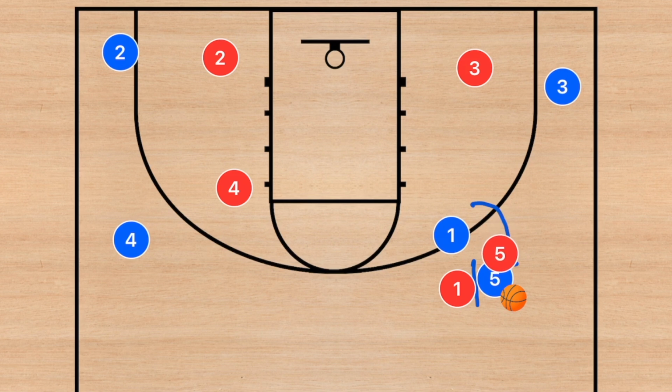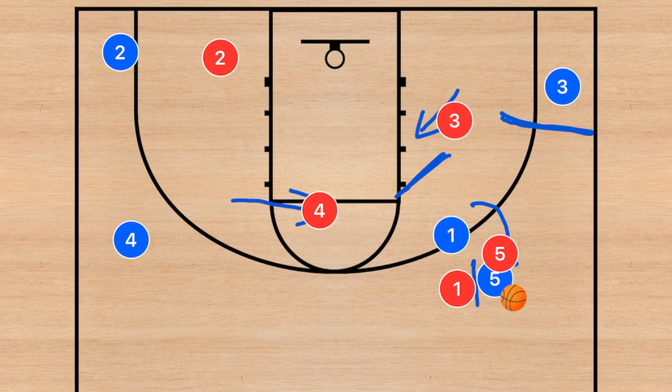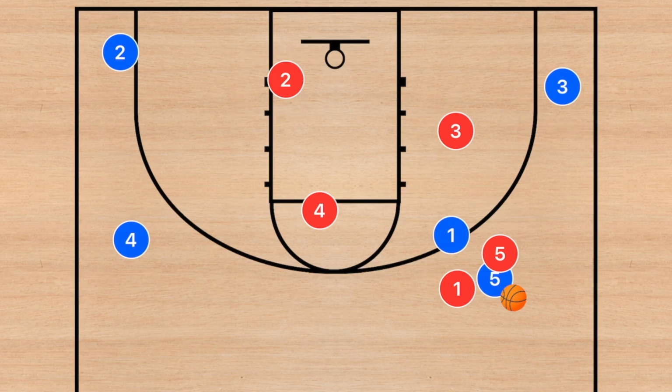Now, what needs to happen is player 4 needs to collapse and cover the high post. Player 3 needs to collapse slightly, to still have the ability to cut off the pass to player 3, but also cut off the drive to player 1. So he needs to get somewhere in between. And then player 2 needs to get down into the low post to essentially zone up.